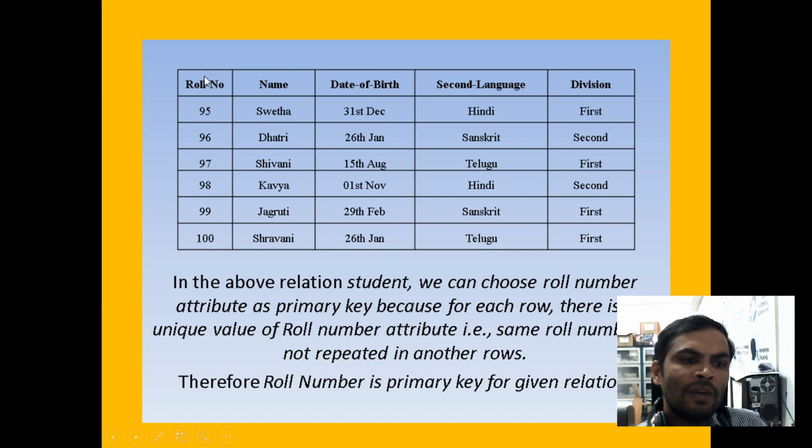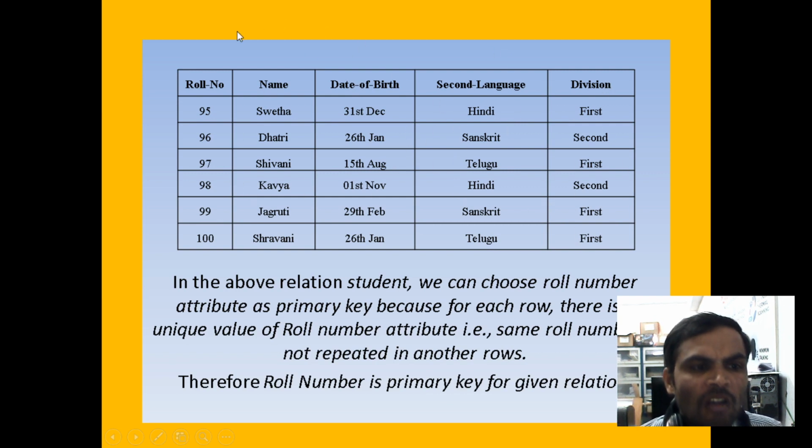Now, under the roll number only unique values will be there. Under the name also we have unique values. The date of birth has repeated, duplicate values. The second language is repeating. Division is also repeating.